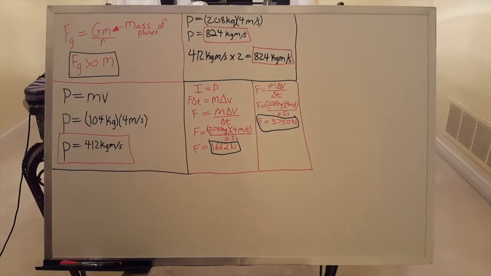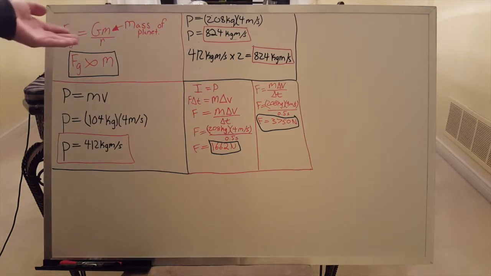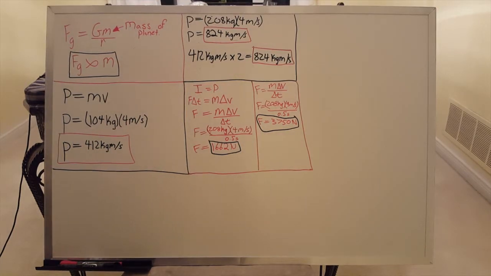A planet's gravitational force is determined by its mass, as shown here. Force of gravity is directly proportional to mass. The more mass a planet has, the greater gravitational field strength it'll have. Gravity has a huge effect on momentum.